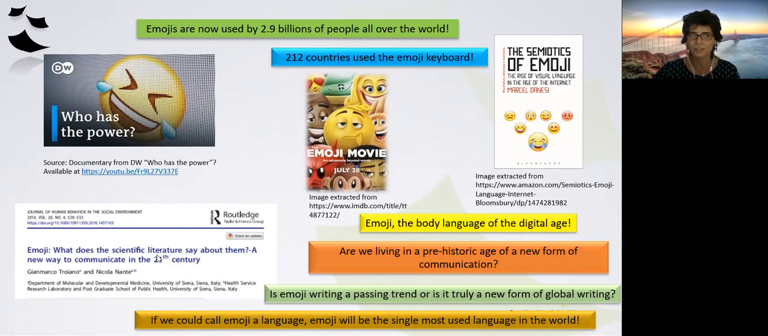I have a screenshot here of an article published by Routledge in the Journal of Human Behavior in the Social Environment that is studying emojis. What does the scientific literature say about them? A new way to communicate in the 21st century. So we have this new type of communication that is based on icons. That's why we have the word nowadays, emotions, meaning emotions we pass to each other through icons.